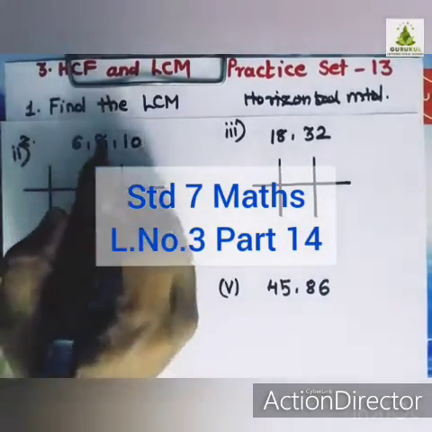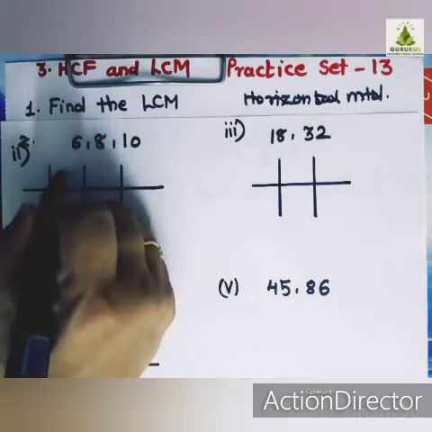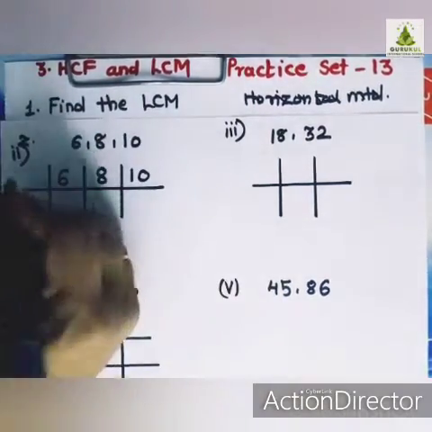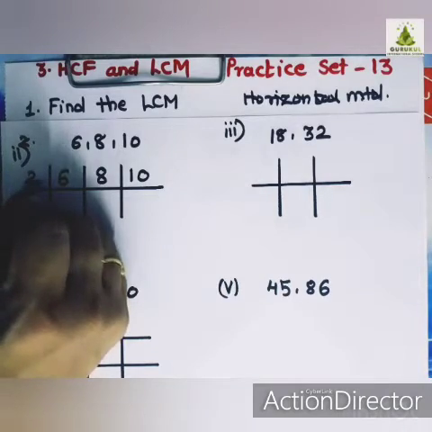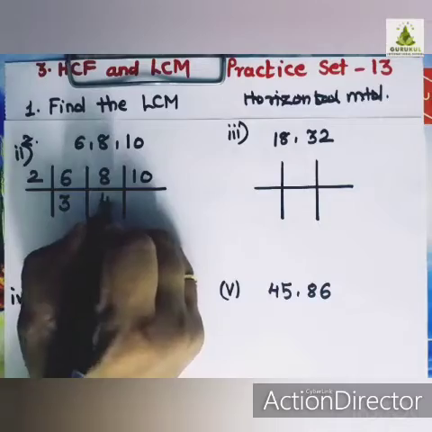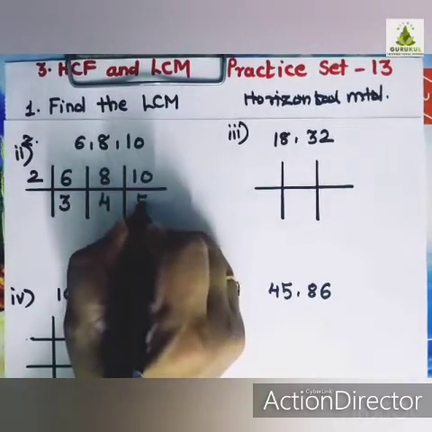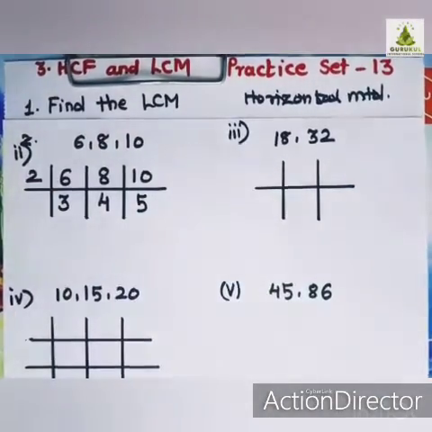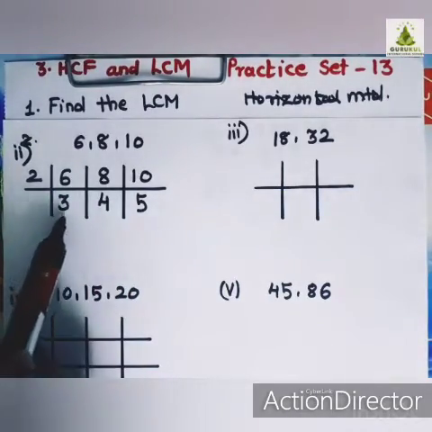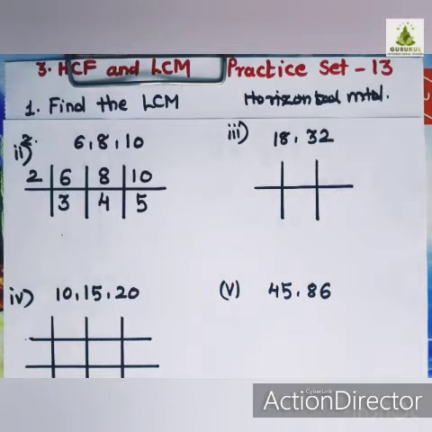Now, in the second sum, we write the three numbers 6, 8, 10. First, we will try with 2. 2 3s are 6, 2 4s are 8 and 2 5s are 10. Now, out of these three numbers, 3, 4 and 5, you can see that 3 and 5 are prime numbers.